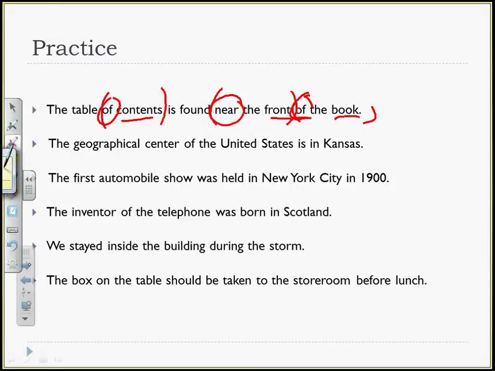So now you can use the prepositional phrases and strike them out, and then you can find your subject and the verb of your sentence. So the subject is table, and your verb is is found. Once you get the prepositional phrases out of the sentence, you reduce the clutter in the sentence, and it's easier to identify the subject and the verb.